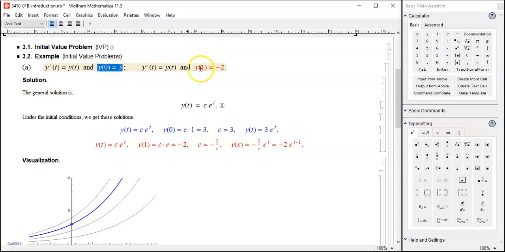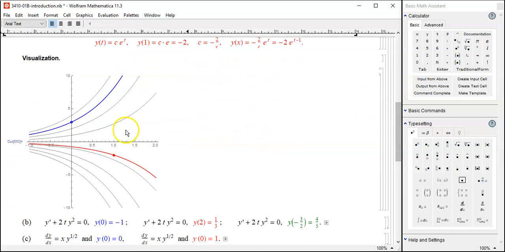This. The other one is (1, negative 2). When t is 1, the y value has to be negative 2. It's right here. Does it make sense? This is about negative 2 vertically. Yeah, it makes sense. So the curve that runs through this point.